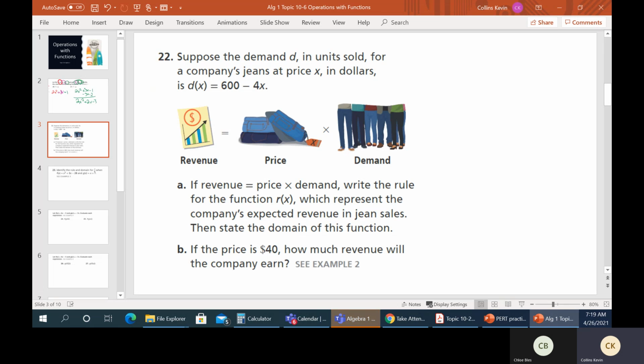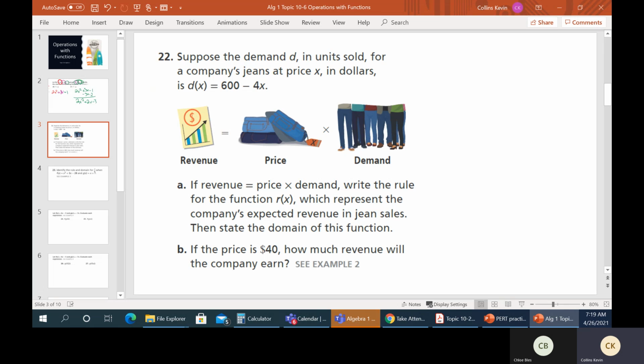All right, so it looks like this one we're going to do some multiplication. And that's okay. It says, suppose the demand in units for a company's jeans at price x, so a certain price for these jeans, is 600 minus 4x. They really do this kind of stuff, like manufacturers and salespeople and stuff like that.